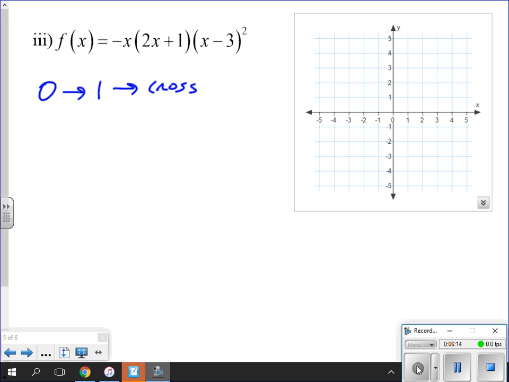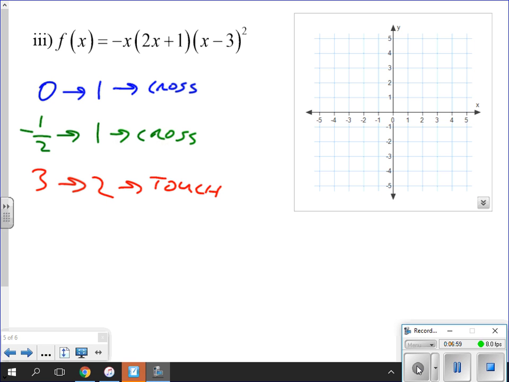Okay. Our next 0, working across the line, is what? -1/2. Set 2x plus 1 equal to 0, you get -1/2. What is the multiplicity of that one? 1. So does it cross or touch? It crosses. And then working my way down, what's the next 0? 3. What's its multiplicity? 2, because it's squared. Does it cross or touch? It touches.